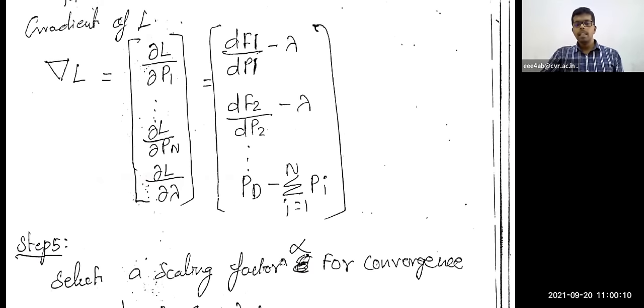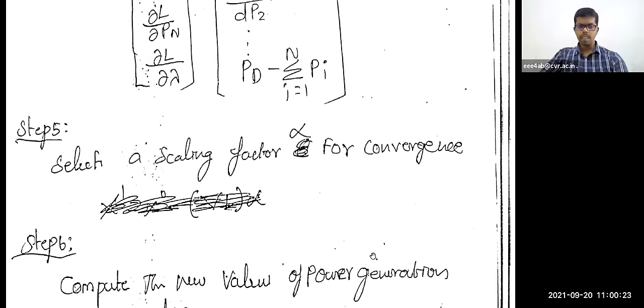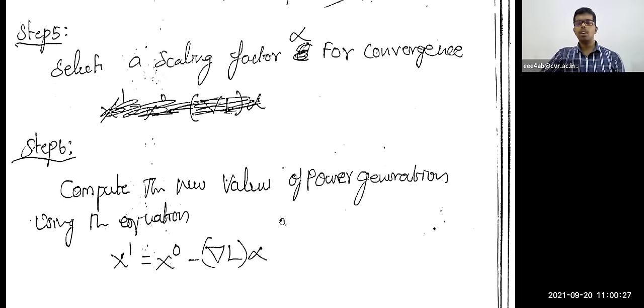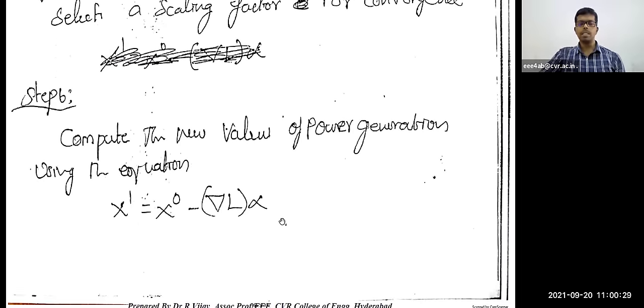So similarly, this is the scaling factor alpha for convergence. We need to select the scaling factor alpha for convergence; otherwise, this program will run n times. Next, step number 6: compute the new values for the power generation using this equation, that is x dash is equal to x naught minus del L into alpha.